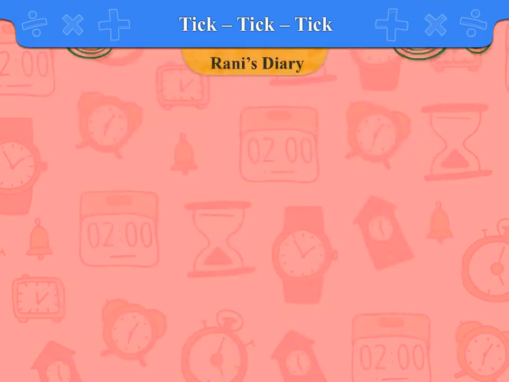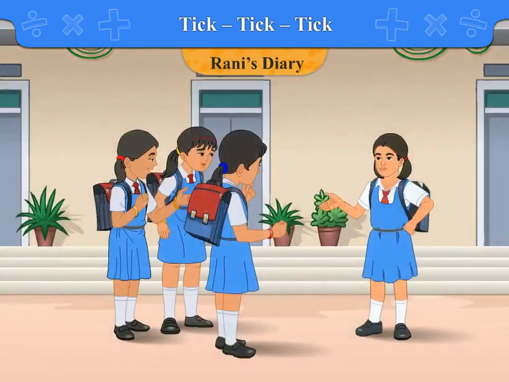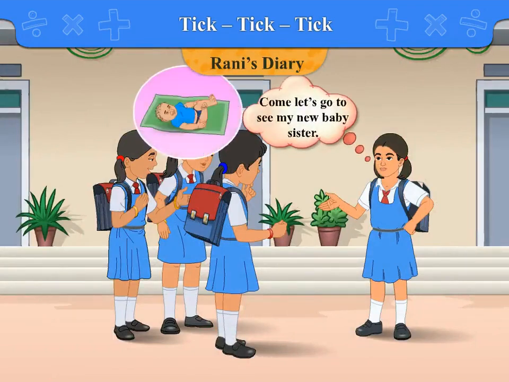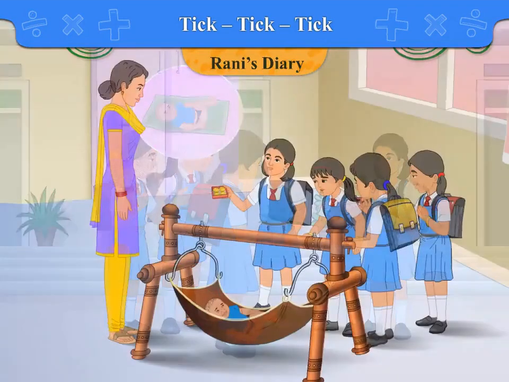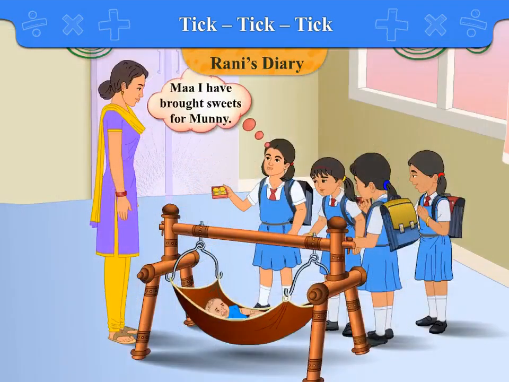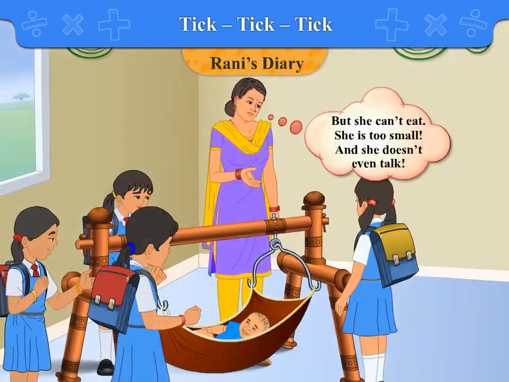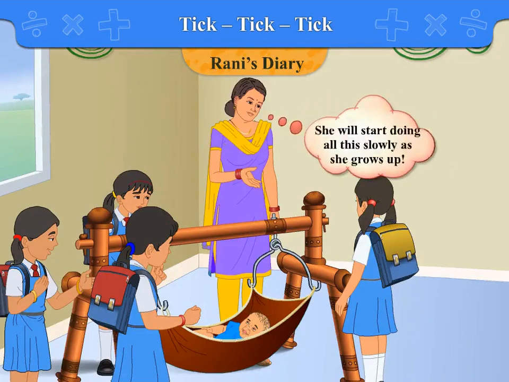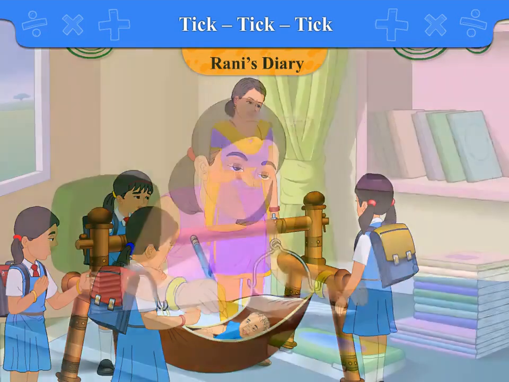Rani's diary. Rani invites her school friends to meet her newborn baby sister. Rani said to them, "Come, let's go to see my new baby sister." "Ma, I have brought sweets for Muni, but she can't eat. She is too small and she doesn't even talk.